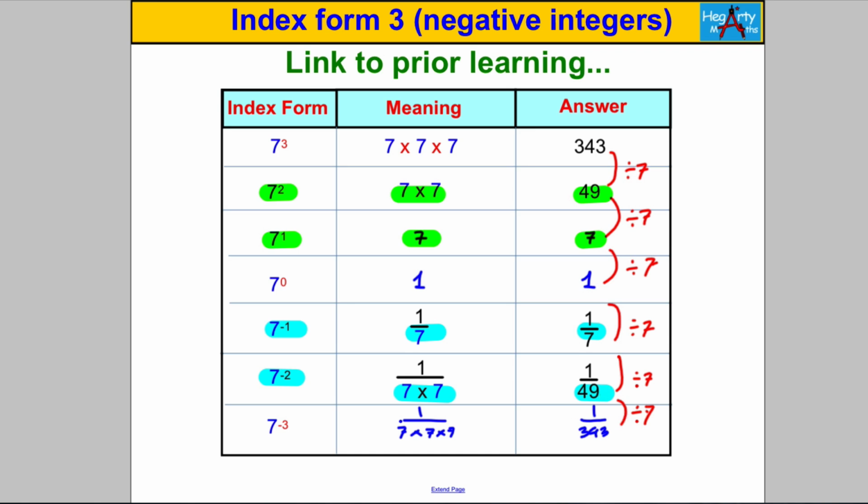And we can think of these with a word we've learnt in maths before. 1 over a number is called the reciprocal, if you remember that. So 7 to the negative 1 is the reciprocal of 7 to the 1. 7 to the negative 2, because it's 1 over 7 times 7, which is 7 squared, is the reciprocal of 7 squared. And 7 to the negative 3 is the reciprocal of 7 cubed.